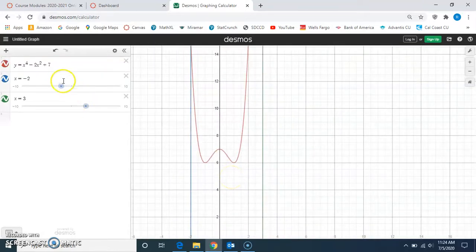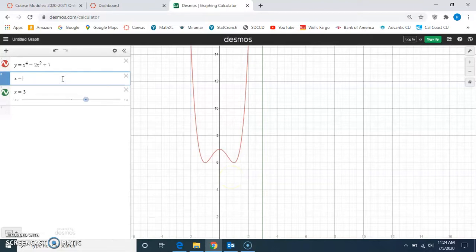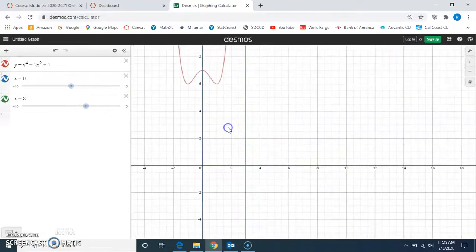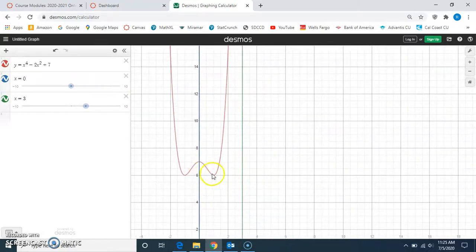Then we went on to say, what if we change the domain to 0 to 3? So we bring that in a little bit, right? We still have that local min here at 6 and the local max at 70, but now this critical number we can ignore because we only care about from here to here.